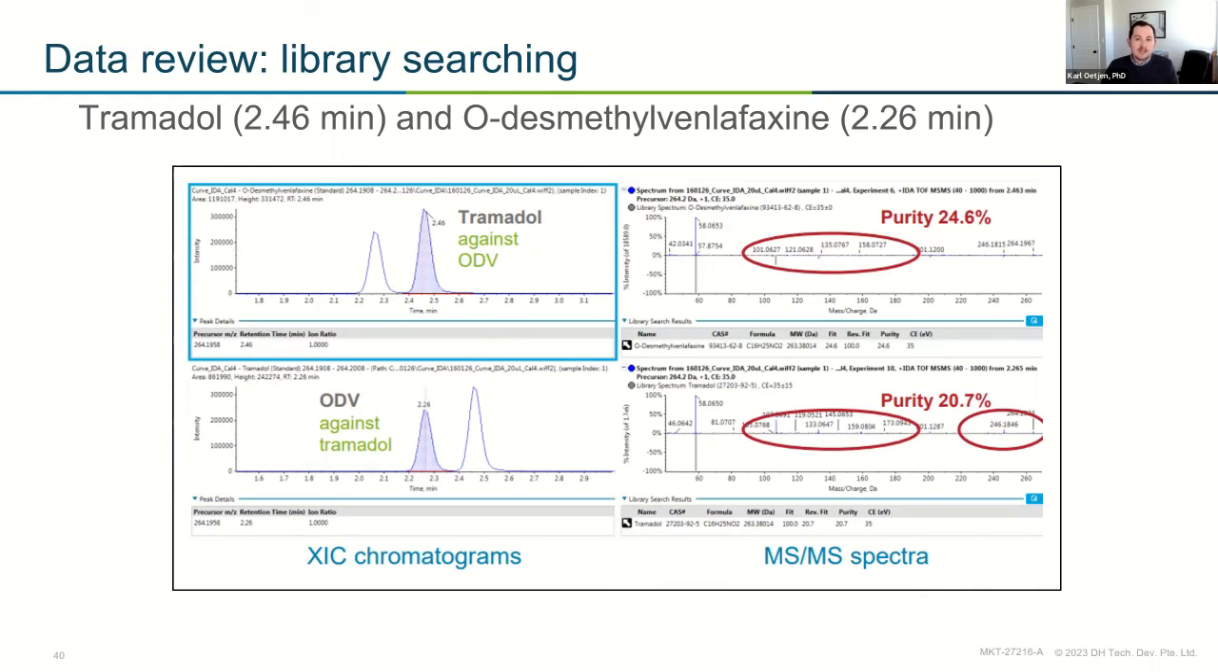So where does this come into play? It's an example I like to use. I've got two drugs here. I've got tramadol and ODV. And what you notice is they have the same mass. They have the same mass, they have the same formula. So I'm in a tough spot.